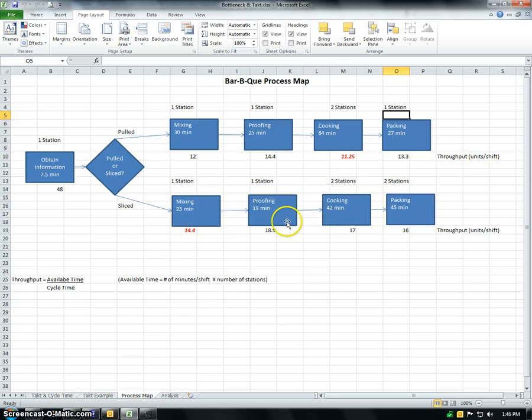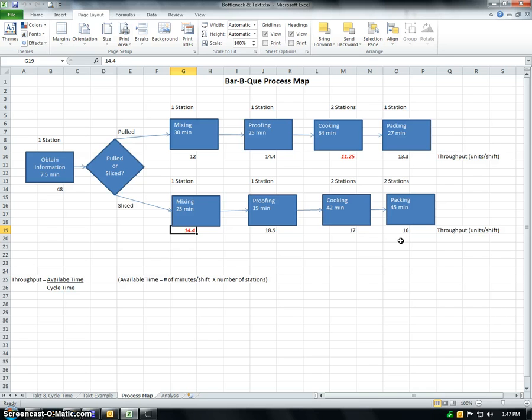We're going to do that for all the different steps in our process, and then we're going to come back and find out where's our bottleneck, where are our slowest steps in the process. And probably pretty obvious to see, cooking in the pulled meat process is the slowest operation. We can only process 11.25 units per shift. All the other steps in the process can run faster than that. In the sliced operation, similar, but now mixing is our bottleneck, 14.4 units per shift, where all the other steps could run faster than that.